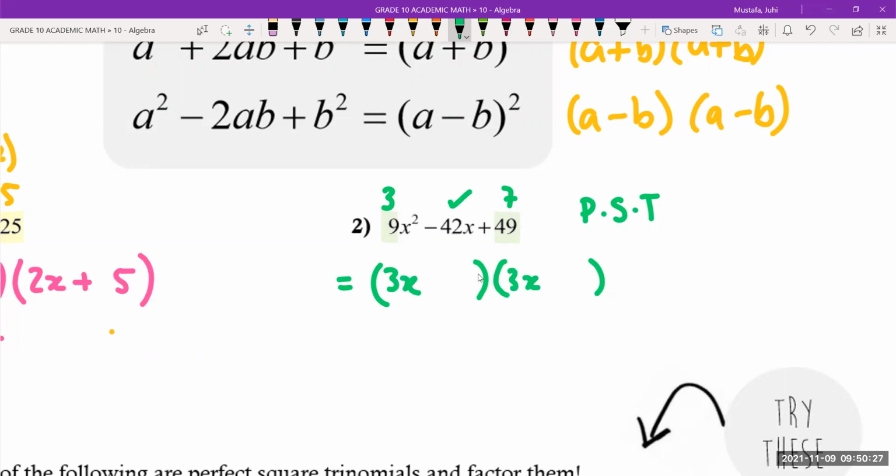I'll put a 3x here. I'll put a 7 here. I'll put a 7 here. And because this is a minus sign, I know my answer has to be a minus and a minus. I don't even need to do guess and check. I don't even need to do the double smiley.